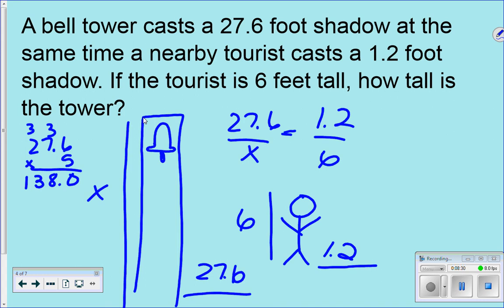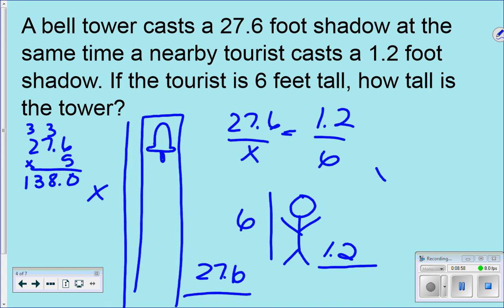$138 should be the answer. Yep. I did it my own way. $138 should be the answer. How did I get that? Okay, time out. Yeah, 27 times 1.2. So how did you set yours up?